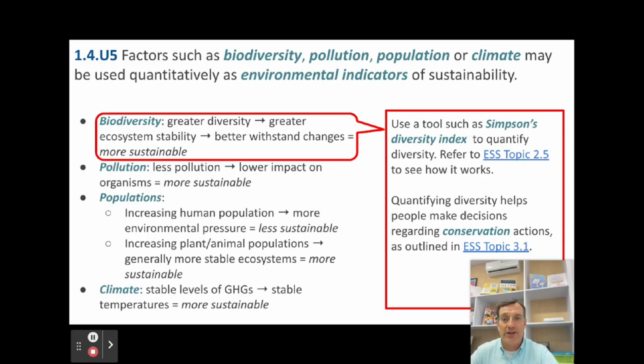Right? Biodiversity. We previously looked at how biodiversity, the more diversity we have, the stronger an ecosystem is, the more resilient it is to change. So greater diversity means greater ecosystem stability, which means it's more sustainable. Well, how do we measure biodiversity? We'll get into that when we get to ESS Topic 2.5 in a few weeks. Right? There's a tool called Simpson's Diversity Index. It's a mathematical model that you can apply from your field measurements, and I'll teach you how to do that.